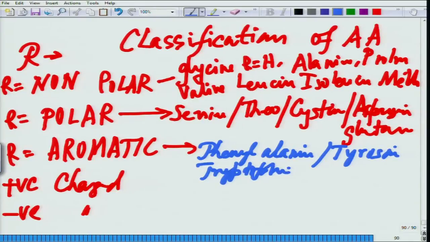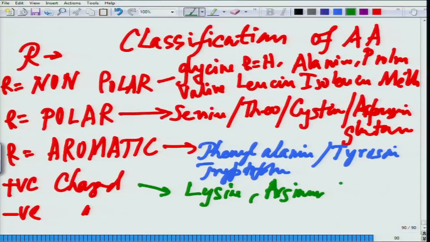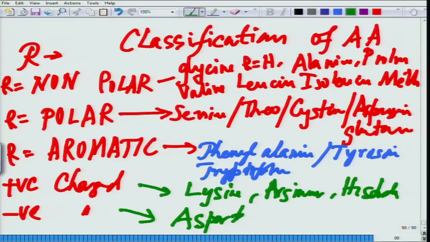Among the positively charged residues, we have lysine, arginine, and histidine. And among negatively charged amino acids, you have aspartate and glutamate. So, this is the broad classification of amino acids, and I expect that you please go through these structures, which will be fairly helpful.